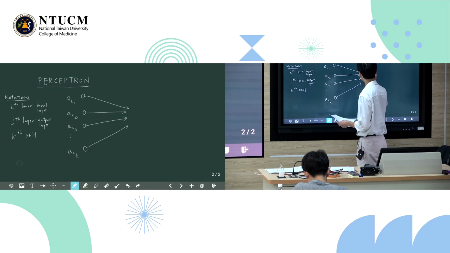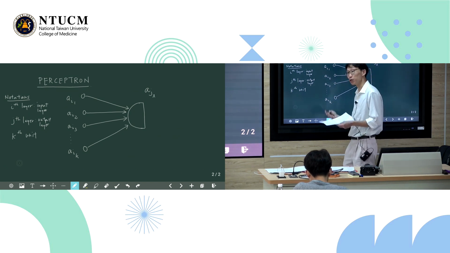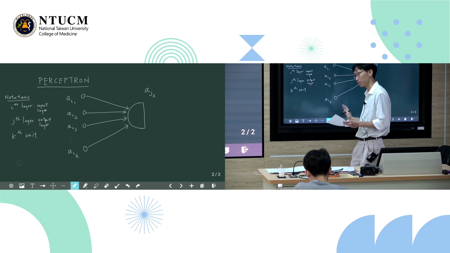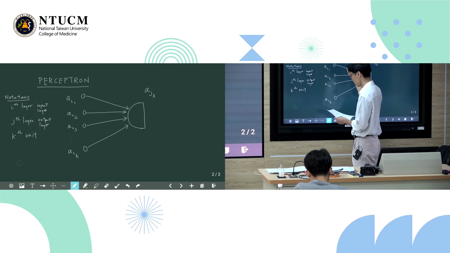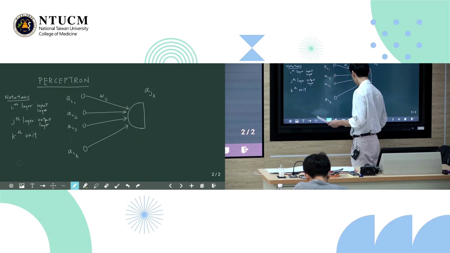And they are connected to the J output unit, and we call this AJ, L, because there could be many output units, all right? But for now, let's focus on one. And the notation I'm going to use is that this is weight IJ, sorry.